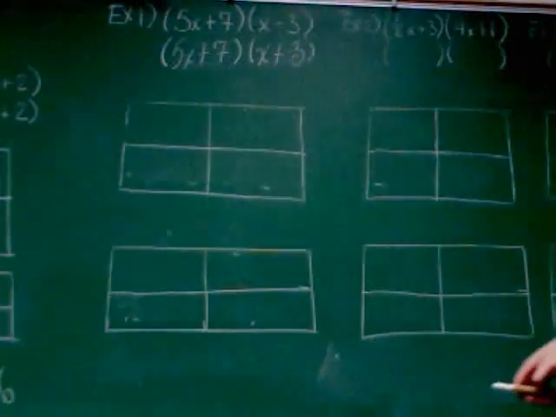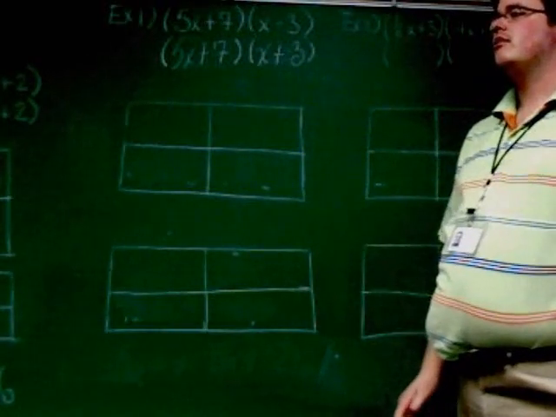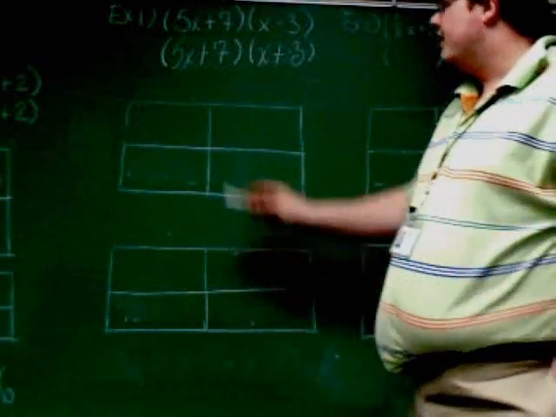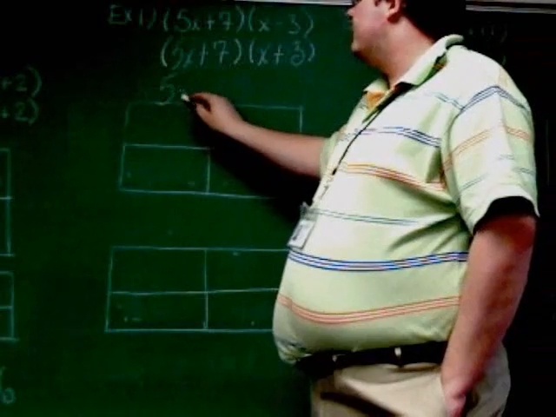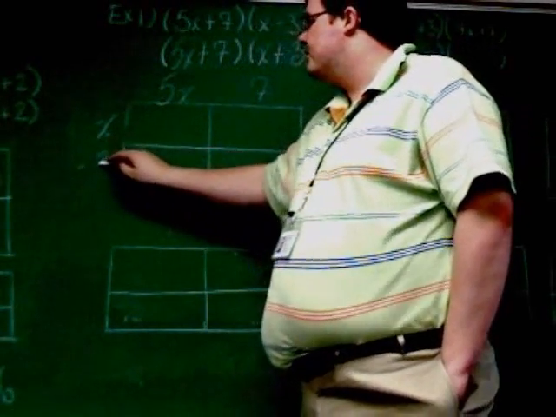Okay, Corinne, which one do you want across the top? 5x plus 7 or x plus negative 3? 5x plus 7. Fine. So I'm going to put 5x and 7 here, x and negative 3 there.